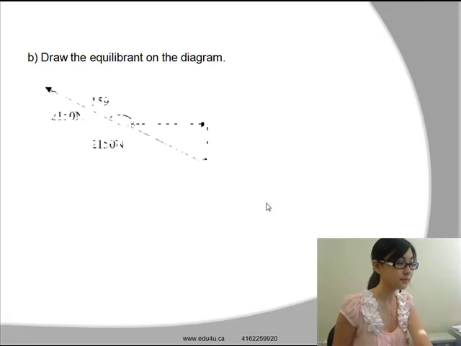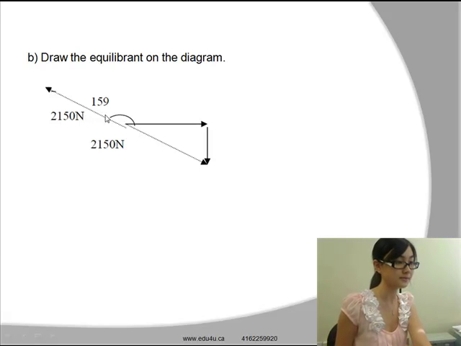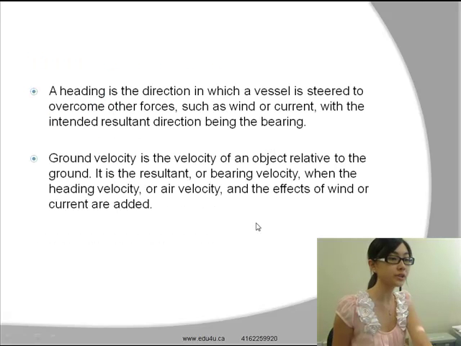For question B, we have to draw the equilibrium on a diagram, which will look something like this. Excuse the roughness of the drawing. This should be a straight line that's connected. So we will have 2,150 newtons going this way to the east, south, and 2,150 to this way, which is the northwest. And this will have an angle of 159 degrees to the horizontal. So the equilibrium has a magnitude of about 2,150 newtons and a direction of 159 degrees counterclockwise from the horizontal.